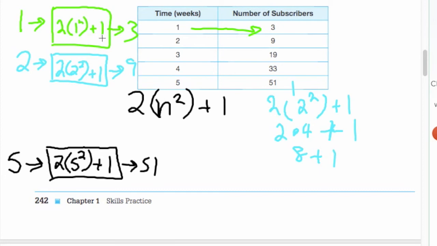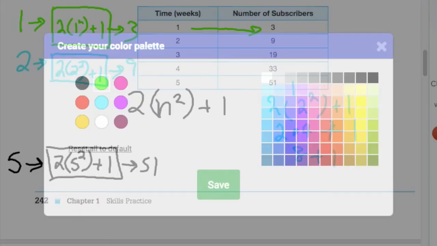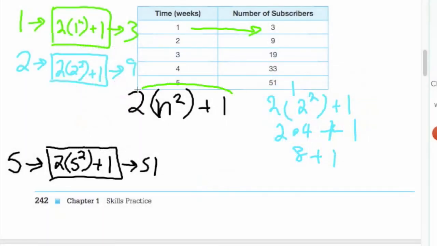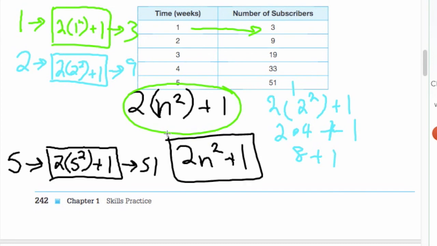Alright, so I'm going to plug that in here. I'm going to say 2 times 2 squared plus 1. Let's go back and try to do 1. So if I say 2 times 1 squared plus 1, what's 1 squared? 1. 1 times 2 is 2. And then if I add 1 to 2, what do I get? 3. What do you think the model is? 2 times n squared plus 1. It's this stuff, right?